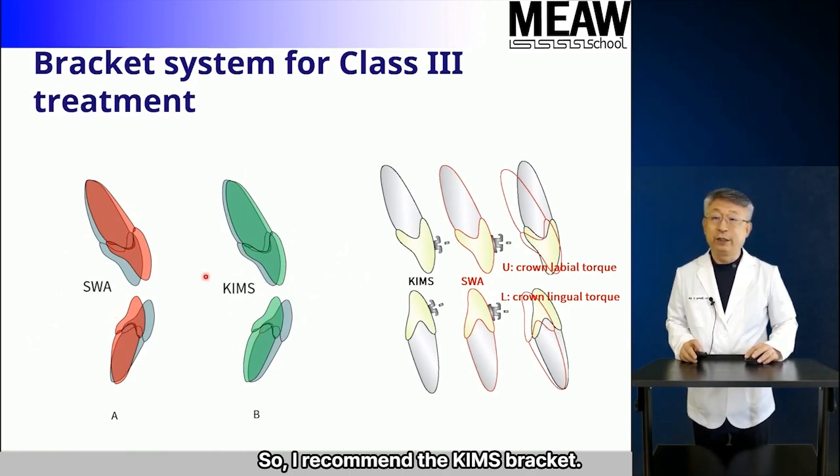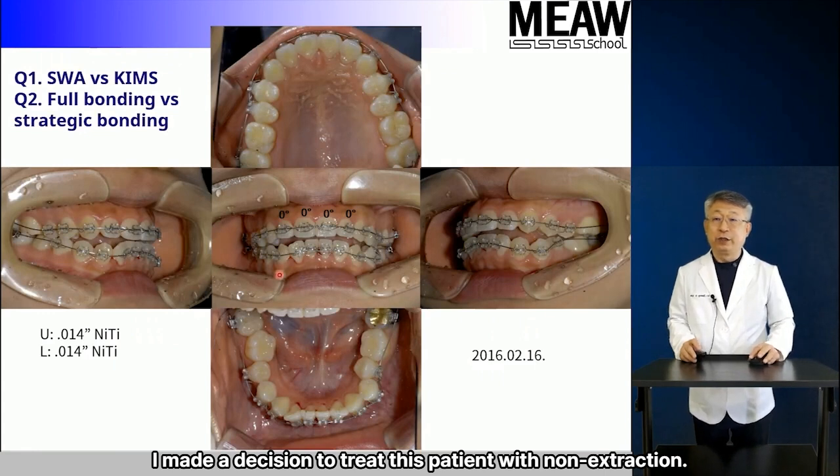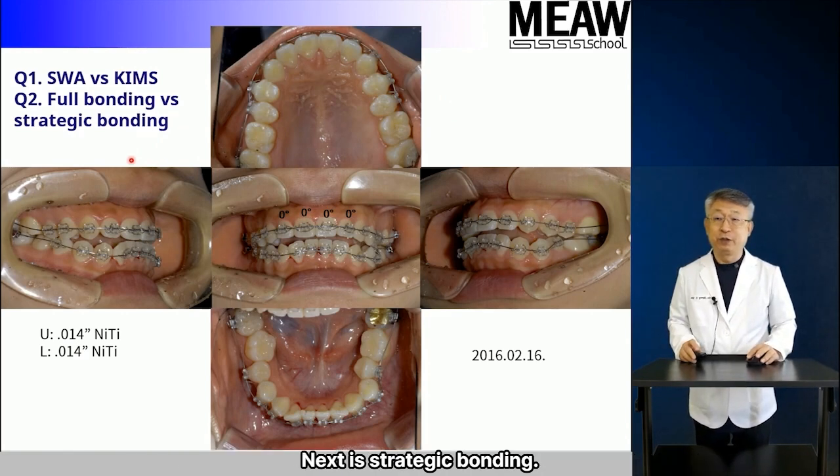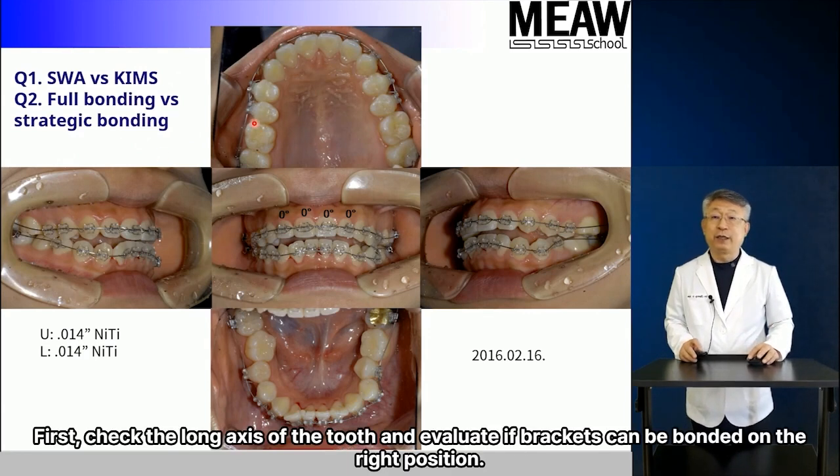So, I recommend the Kim's bracket. I made a decision to treat this patient with non-extraction. And Kim's bracket, which has a 0 degree, was used for all teeth. Next is strategic bonding. First, check the long axis of the tooth and evaluate if brackets can be bonded on the right position.